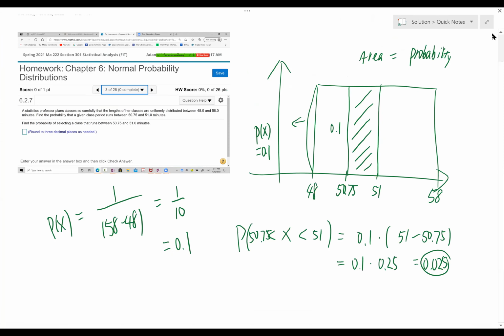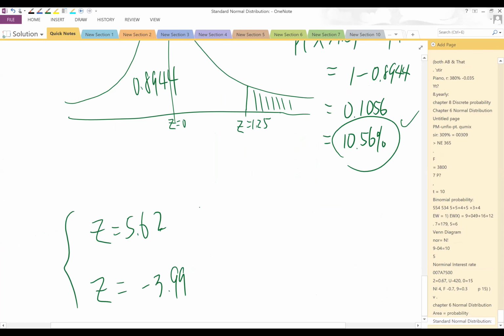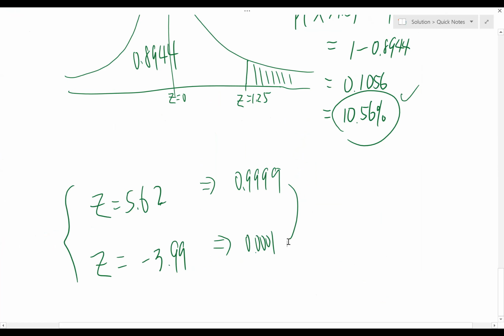Okay. So for anything above 3.50, it's always 0.9999, right, from the table. And for anything below negative 3.50, it's always 0.0001. Okay. It's an accurate answer, right, based on the table. But if you want a more accurate answer, you have to use Excel or any software I mentioned in the beginning of the semester, like R, SPSS, SAS, all those different statistical analysis software will give you accurate answers too.